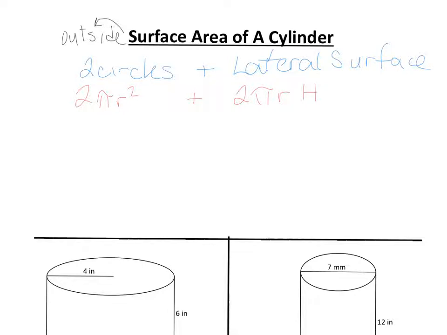Now, this looks to be incredibly confusing, I know. So let me give you something to help you remember. 2 pi's r squared and 2 pi's r hot. Now, you'll notice that I've used lowercase r, uppercase H.